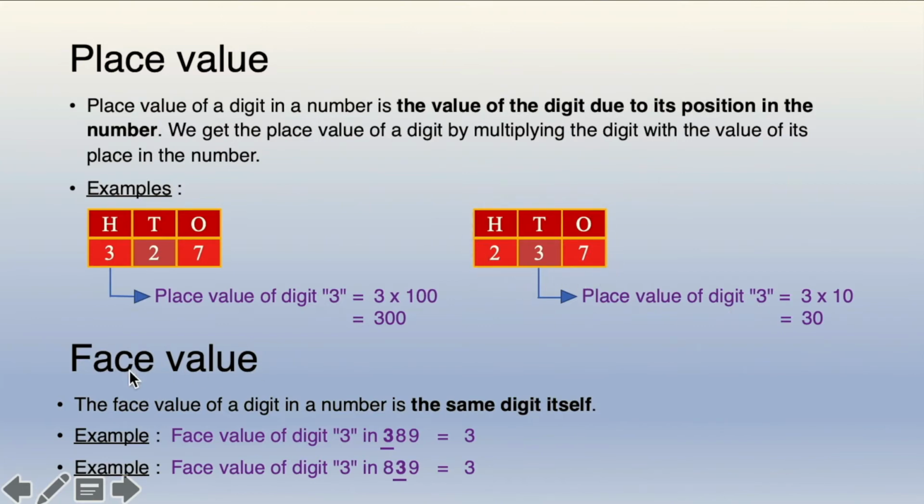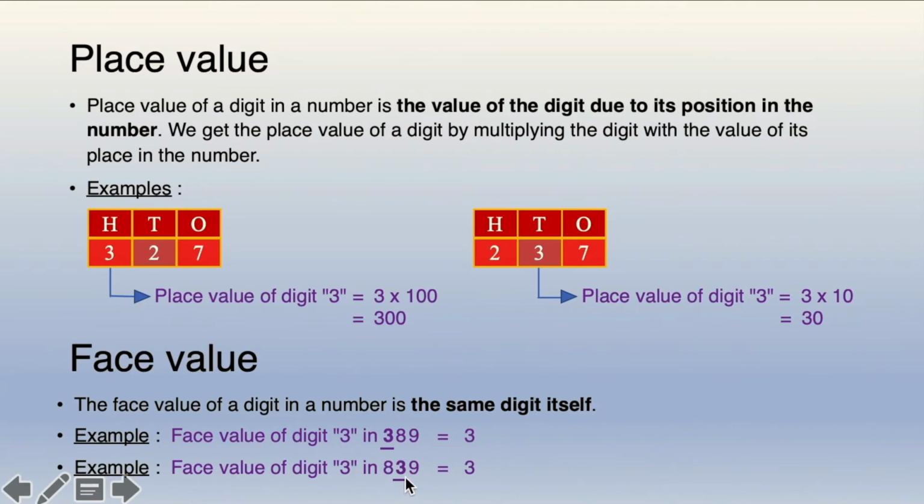Now, face value. The face value of a digit in a number is the same digit itself. So, the face value of any digit in the number does not depend upon the position of the digit in the number. So, in this number 389, digit 3 is at hundreds place. But the face value of digit 3 is the digit itself, that is 3.